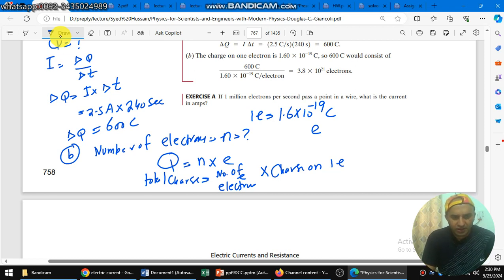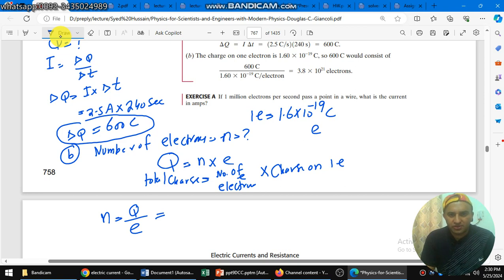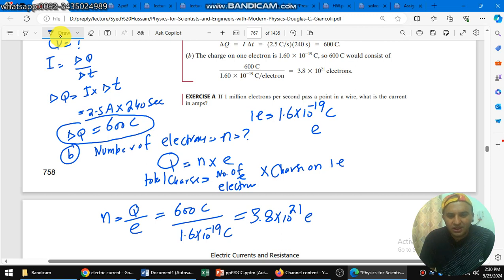So n can be found by using q by e. The q we already found in part A, q is 600 coulomb. So 600 coulomb divided by e, which is 1.6 × 10⁻¹⁹ coulomb. So we get the number of electrons, that is 3.8 × 10²¹ electrons. Okay, I hope it will work.